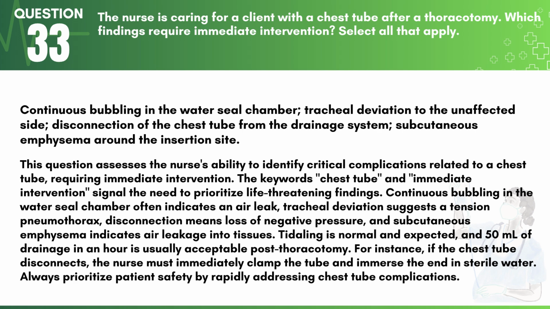Continuous bubbling in the water seal chamber often indicates an air leak, tracheal deviation suggests a tension pneumothorax, disconnection means loss of negative pressure, and subcutaneous emphysema indicates air leakage into tissues. Tidaling is normal and expected, and 50 milliliters of drainage in an hour is usually acceptable post-thoracotomy. For instance, if the chest tube disconnects, the nurse must immediately clamp the tube and immerse the end in sterile water. Always prioritize patient safety by rapidly addressing chest tube complications.